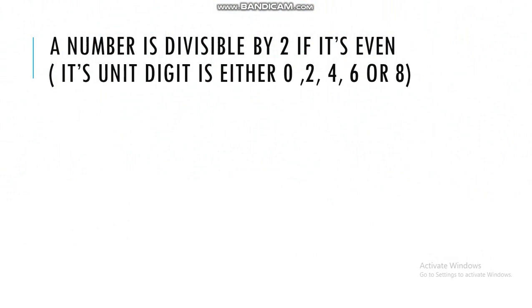The first thing that we'll start with is the test for 2. How can we tell if a number is divisible by 2 without doing long division? The rule says that a number is divisible by 2 if it is even. In other words, its unit digit is either 0, 2, 4, 6, or 8. Is 234 divisible by 2? Yes, of course, because the unit digit is 4. Is 105 divisible by 2? No, because the unit digit is 5.